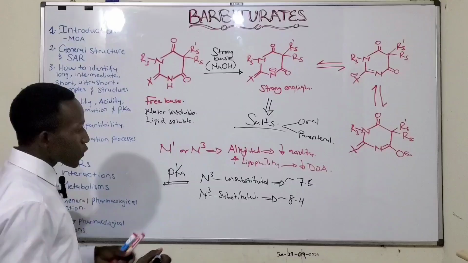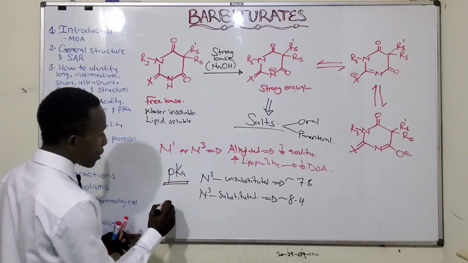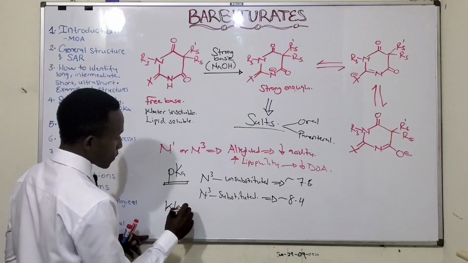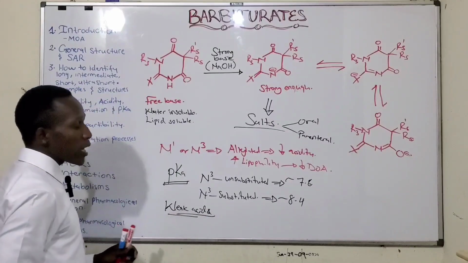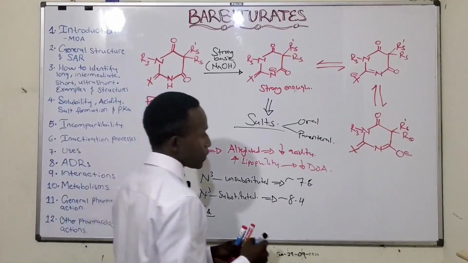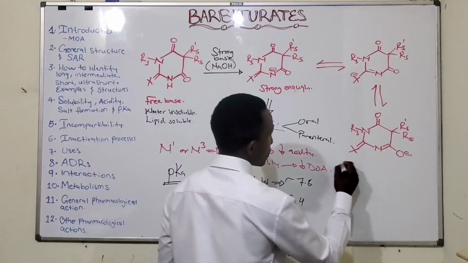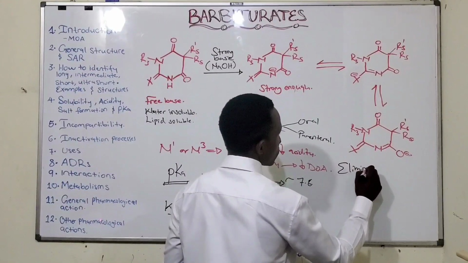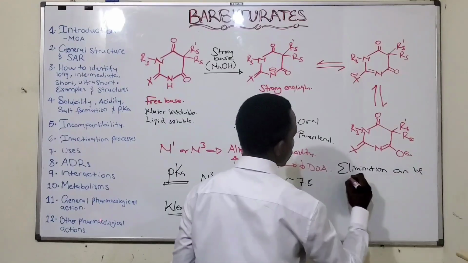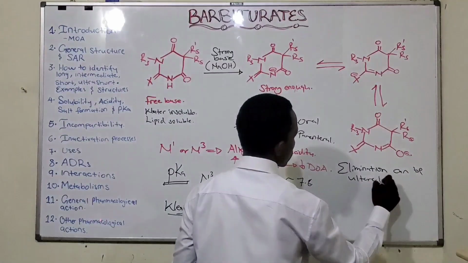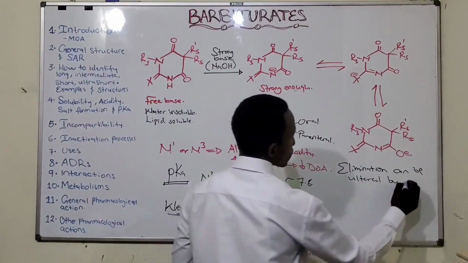Because these drugs are weak acids, the elimination in urine can be altered. Elimination can be altered by a change in pH.